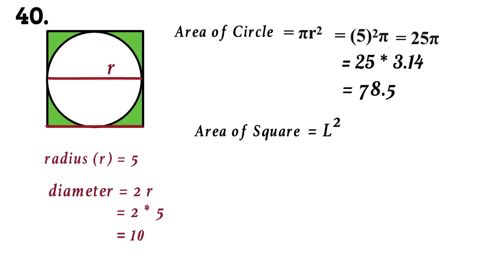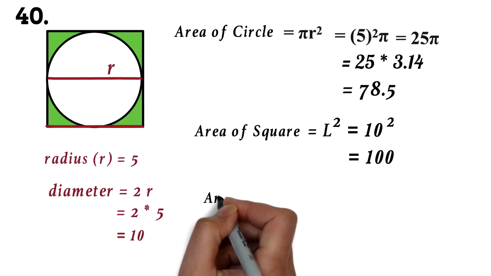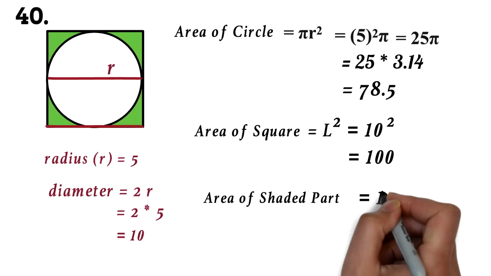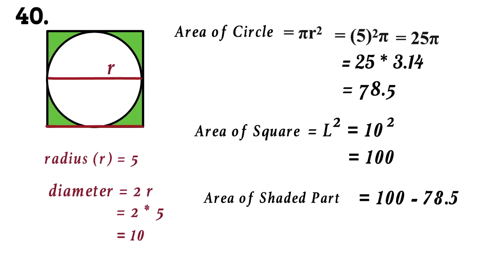Now we find the area. The area will be 10 squared. This will give us 100. Finally, we subtract the two areas to get the area of the shaded portion. We have 100 minus 78.5. The area of the shaded portion is therefore 21.5.